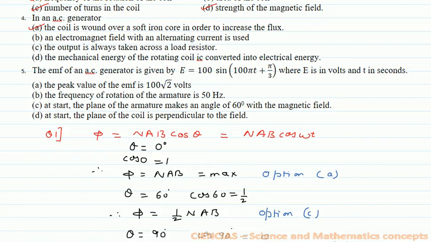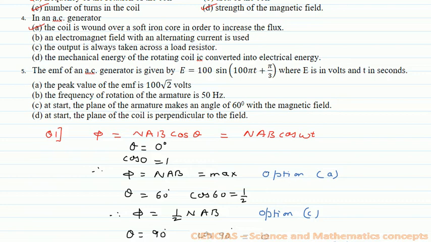Option B, an electromagnet field with an alternating current is used. Electromagnet field with alternating current is not used because the alternating current that is given to produce electromagnetic field will also alter the coil placed in the galvanometer. So this option is not correct.